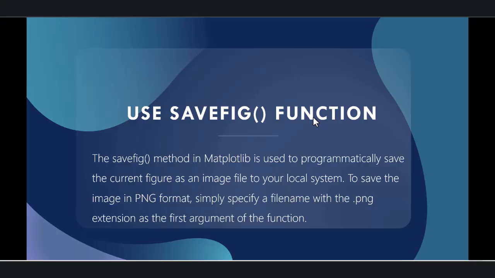The savefig method in Matplotlib is used to programmatically save the current figure as an image file to your local system. To save the image in PNG format, simply specify a file name with the .png extension as the first argument of the function. It sounds very simple and I'll explain this in an example.